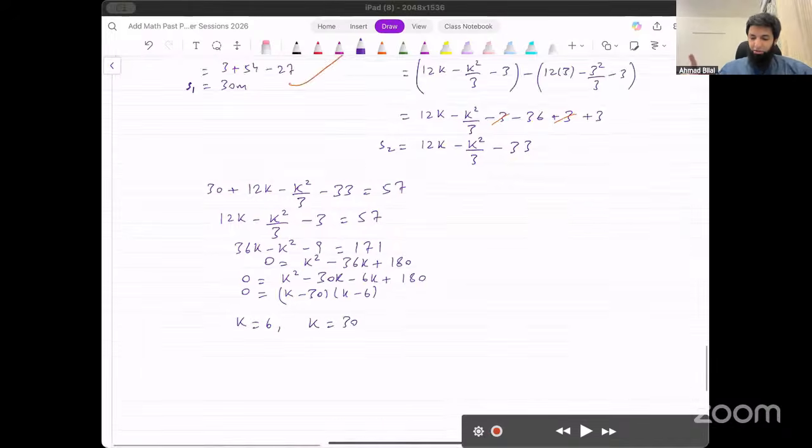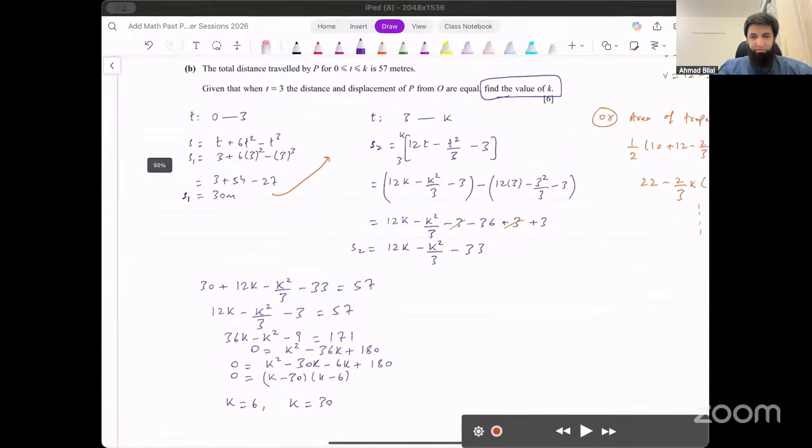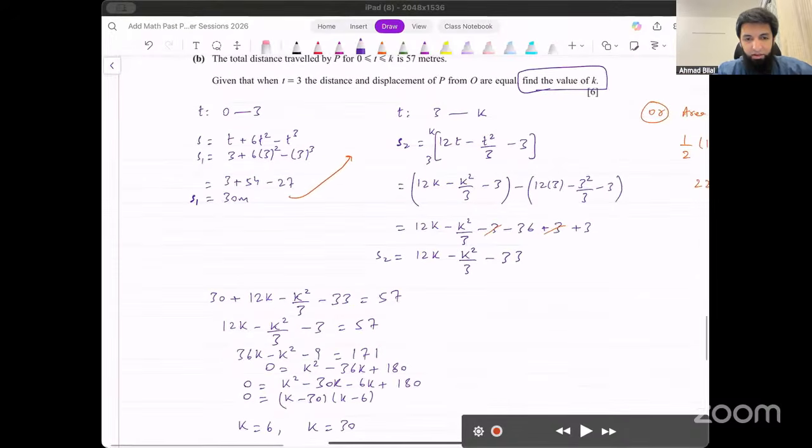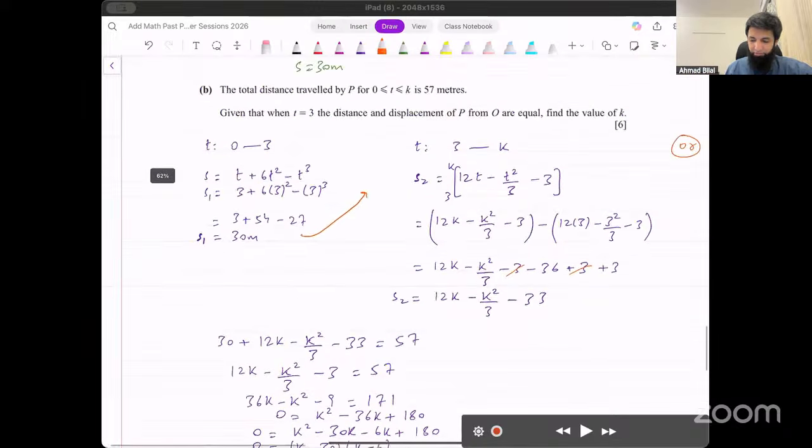Achha. Now the question said, find the value of k. When they say find a specific value of k, it has to be singular, right? It's not plural. There has to be only one possible value. So what should be the value of k then? Is it 6 or 30?